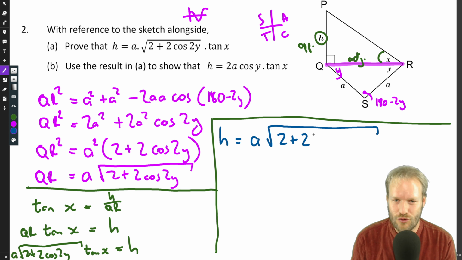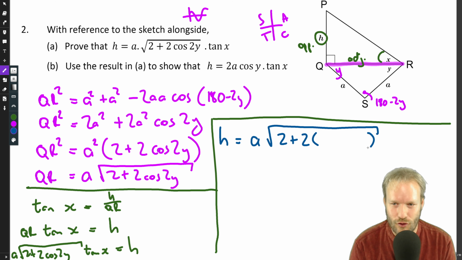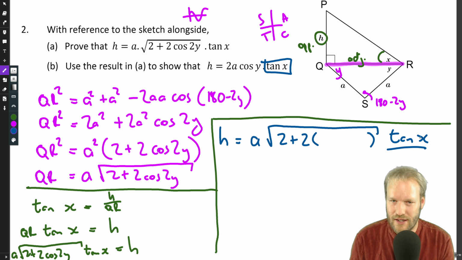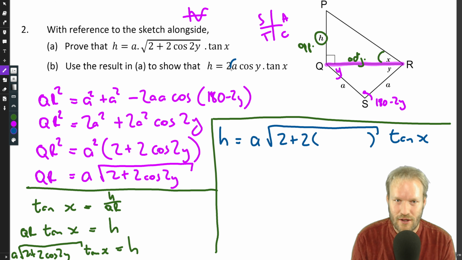Now that cos 2y, we're going to have to change using one of the double angle formulae. And then tan x is going to be outside here. So there's nothing to do with the tan x because there's tan x, there's tan x. So that's going to stay the same. The a is already there. So basically we're just going to have to get out a 2 in some ways and cancel out some other terms here.